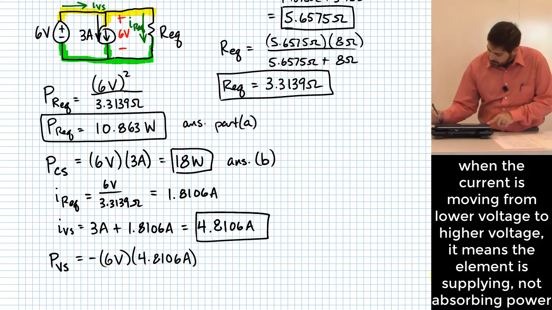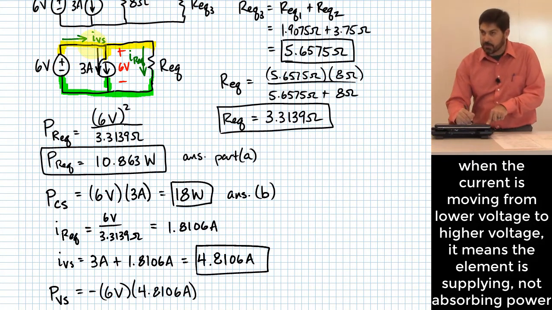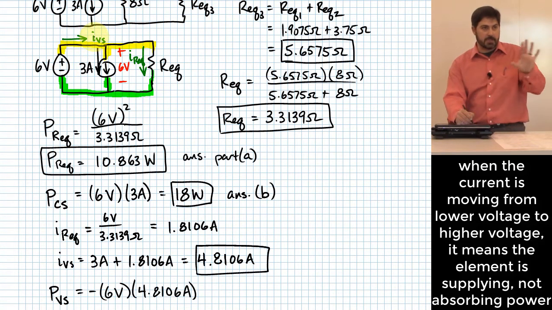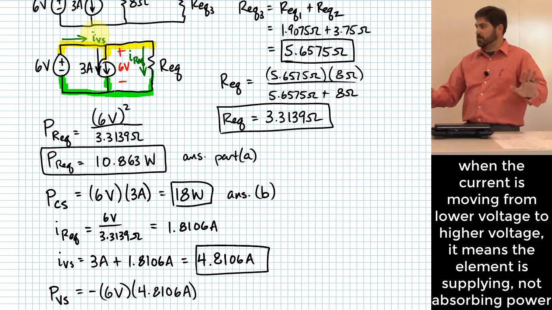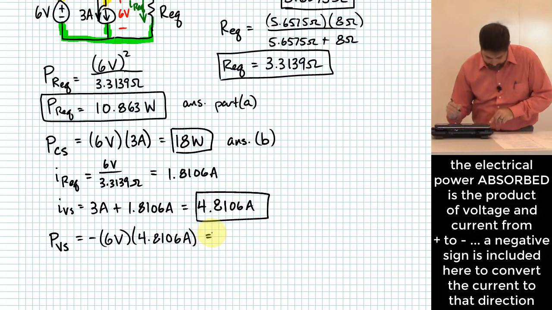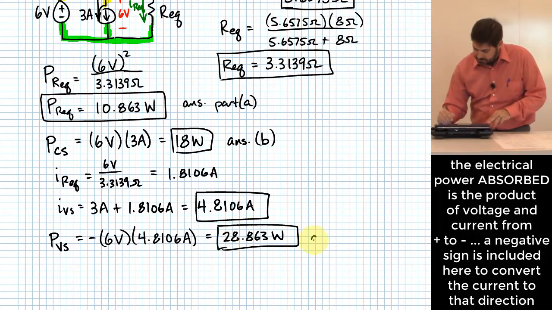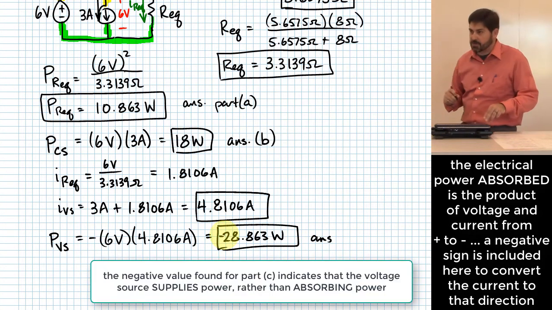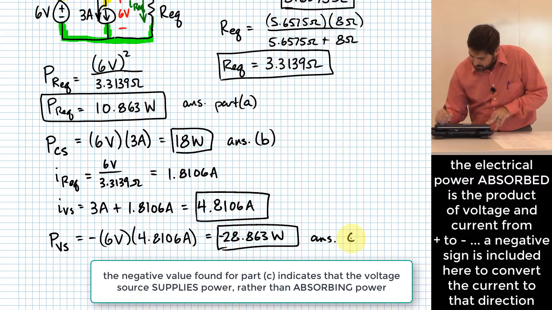And I'm seeing there that the current that I'm finding, this IVS, flows out of the positive terminal, right? That means by default it's going to be supplying power. If I'm trying to express that in terms of absorbing power, that's where that negative sign comes from. That makes sense? All right, so this winds up being 28.863 watts. And that's the answer. Yeah, negative. Very sorry. Negative 28.863 watts. That's the answer to part C.